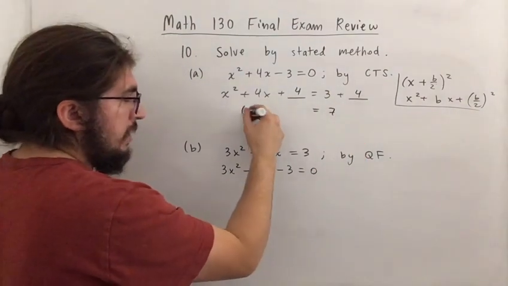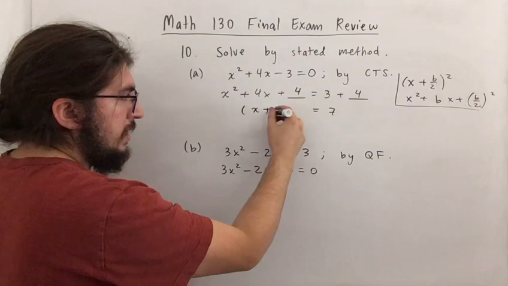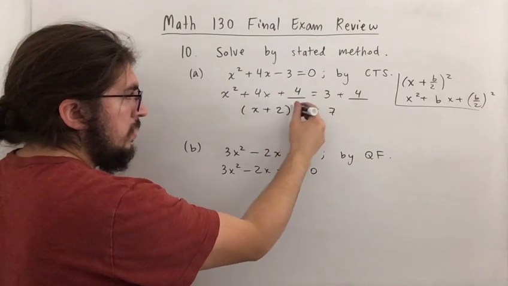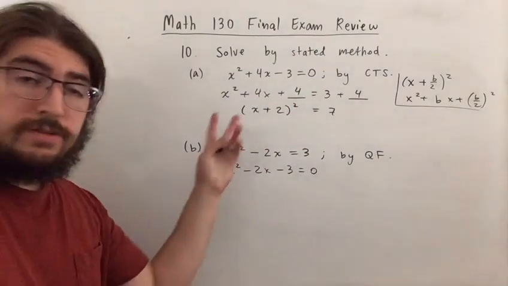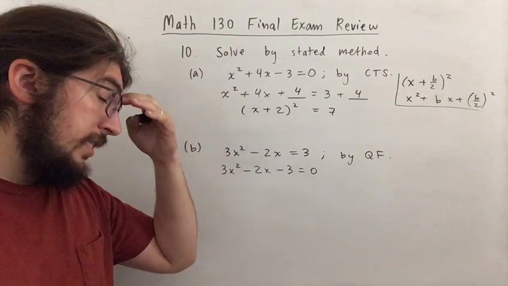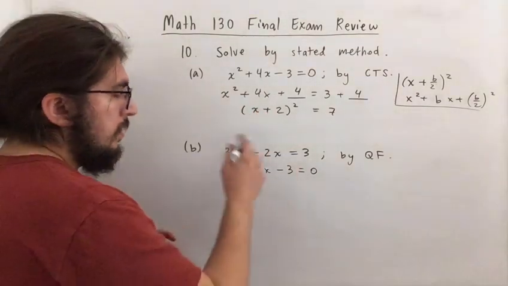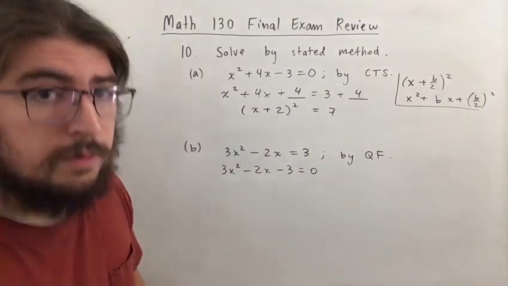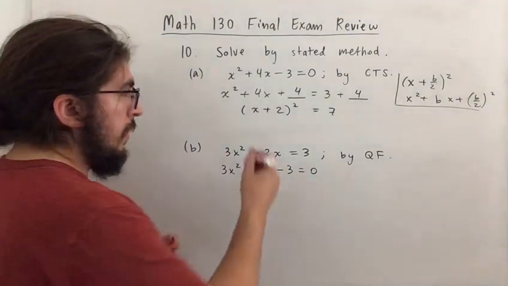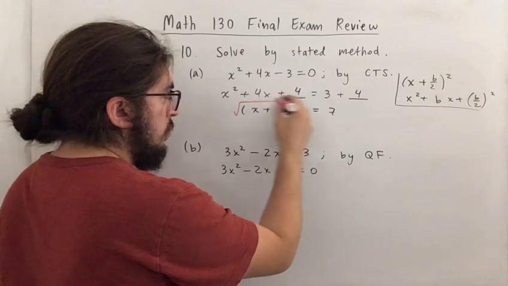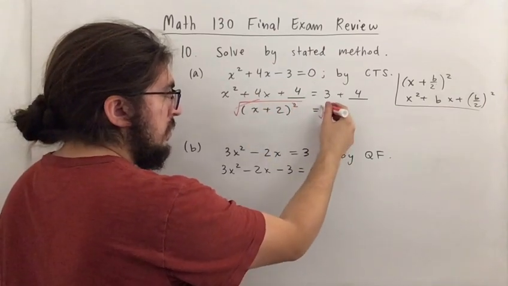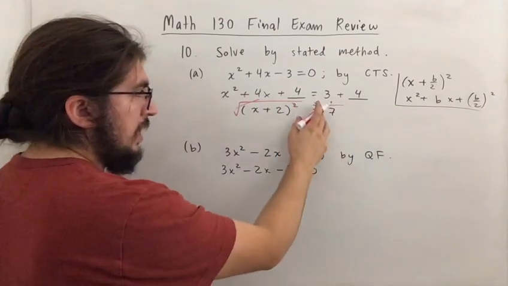So on this side we get 7. On this side we get x plus half of that, 2, squared. So notice when you actually FOIL this out, it checks out: x squared plus 4x plus 4. So there we go. So to undo the square, we're going to square root both sides. Now when you do that, you get a plus or minus on one side. The square root of this cancels the radical. Square root of this, we get a plus or minus on this side.